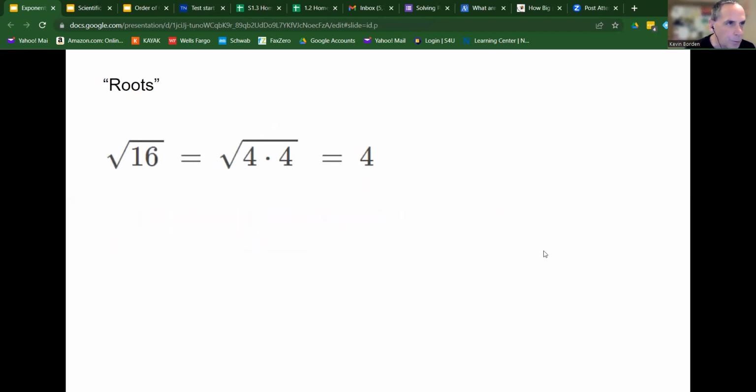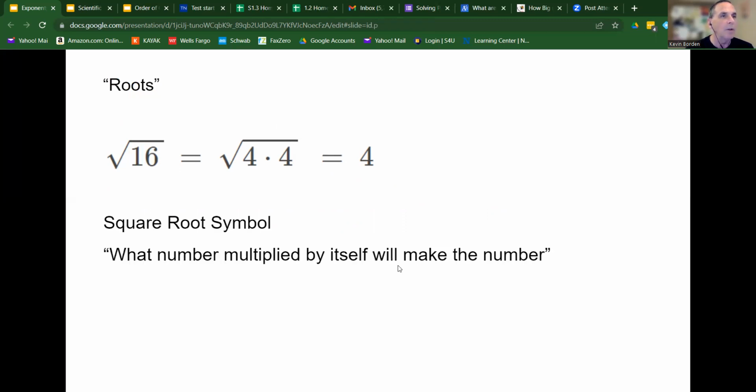Now, let's talk about roots a little bit. Here we have what we would describe as the square root of 16. That means what number multiplied by itself will make the number. Which number multiplied by itself will make 16? So you can see we're describing this as the square root of 4 times 4, because 4 times 4 is 16. So the answer to this is 4.